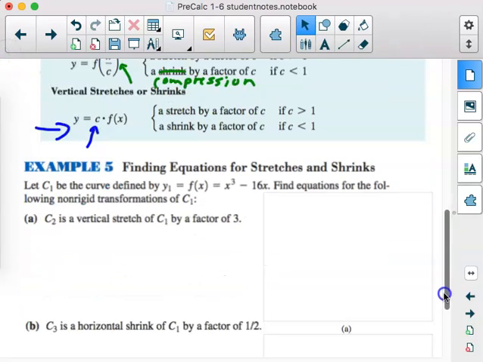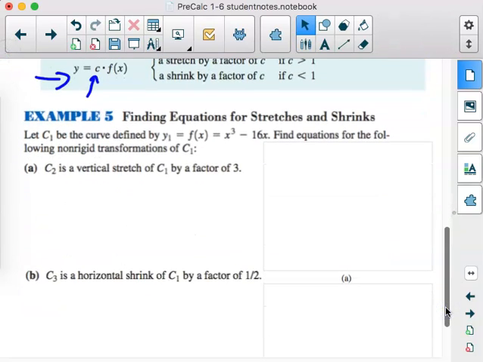Now, example 5 says, finding equations for stretches and shrinks. Let C sub 1 be the curve defined by y sub 1 equals f of x equals x cubed minus 16x. Find equations for the following non-rigid transformations of C sub 1. So non-rigid means we're changing the shape, and we absolutely would if we had vertical or horizontal stretches or compressions. So this one wants C sub 2 to be a vertical stretch by a factor of 3.